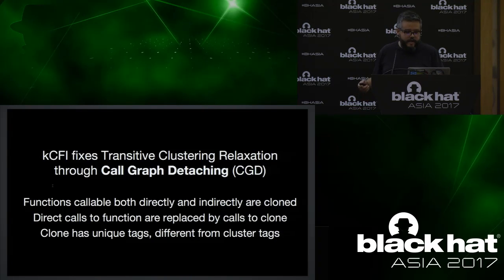The way we fix this is by proposing a technique that we call call graph detaching. It is also really simple. The first thing we do is identify the functions which are callable both directly and indirectly. Thus, we check the source code to see if there's a function pointer with the prototype for that specific function, and we also check the binary to see if that function is eventually called directly. If this is the case, we clone this function. We make a copy of this function in the resulting binary. Then the direct calls to the function are replaced with calls to the clone. So all the direct calls now go to the clone and not to the original function. And the clone has a unique tag, which is different from the cluster tag.